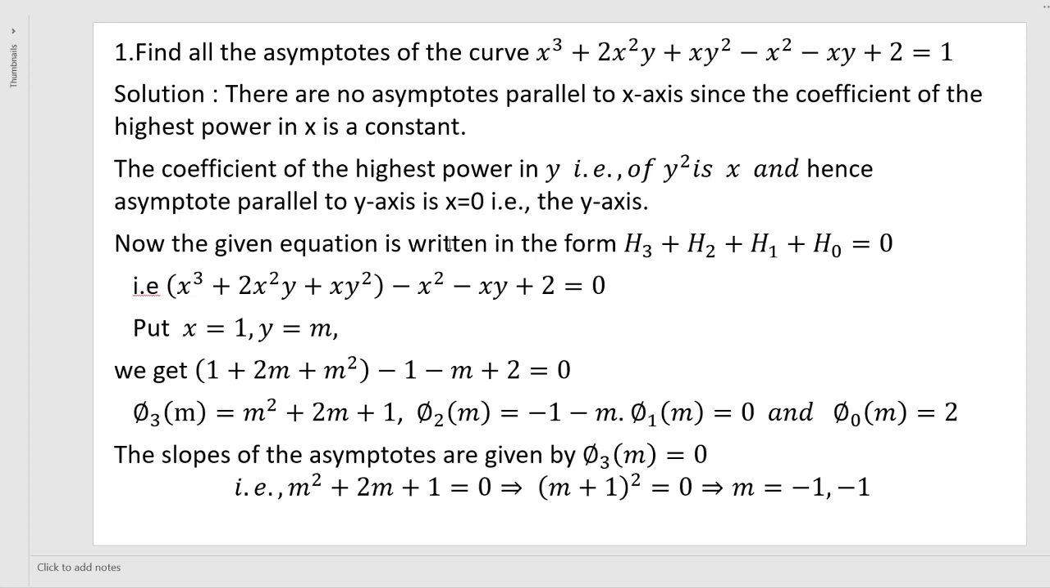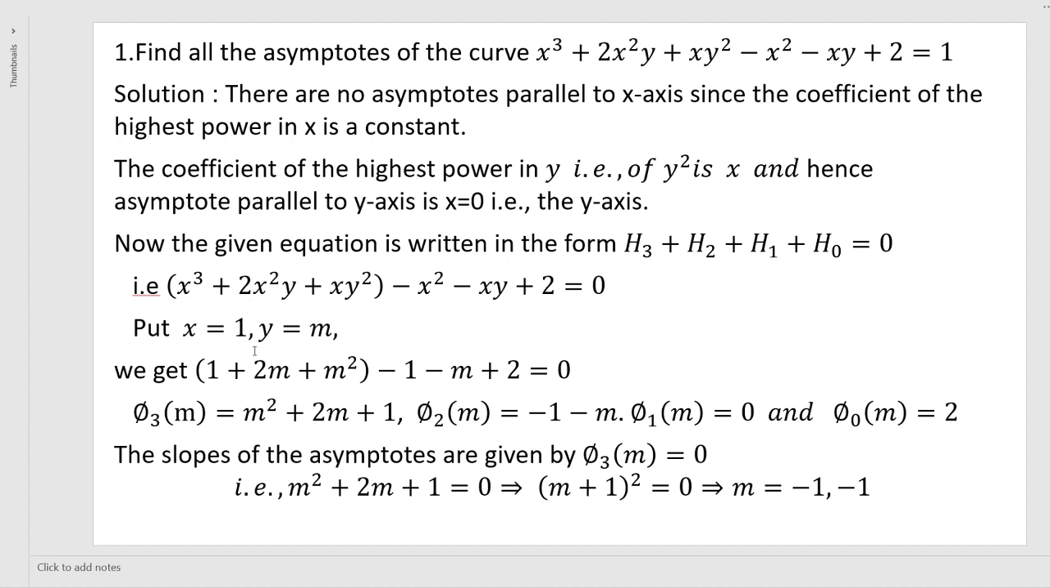Next, the given equation can be written as h3 plus h2 plus h1 plus h0 is equal to 0. h3 is of degree 3: x cube plus 2x square y plus xy square are of degree 3, so take that in a bracket. Minus x square minus xy, these two terms are of degree 2. There are no terms which have degree 1. Plus 2 is equal to 0.